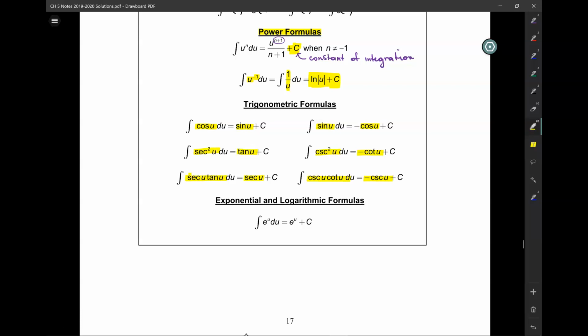Okay, what's the derivative of e to the x? e to the x. So the integral of e to the x is e to the x plus c.